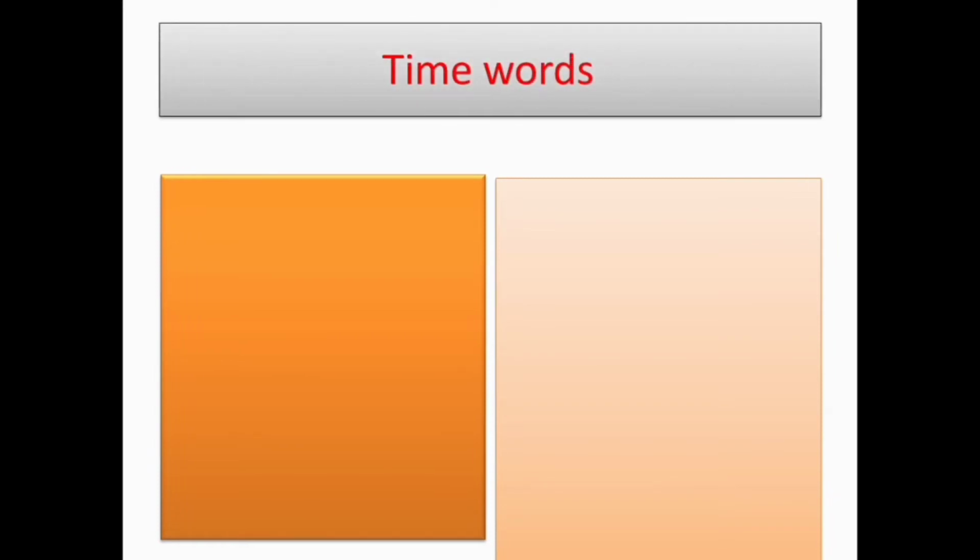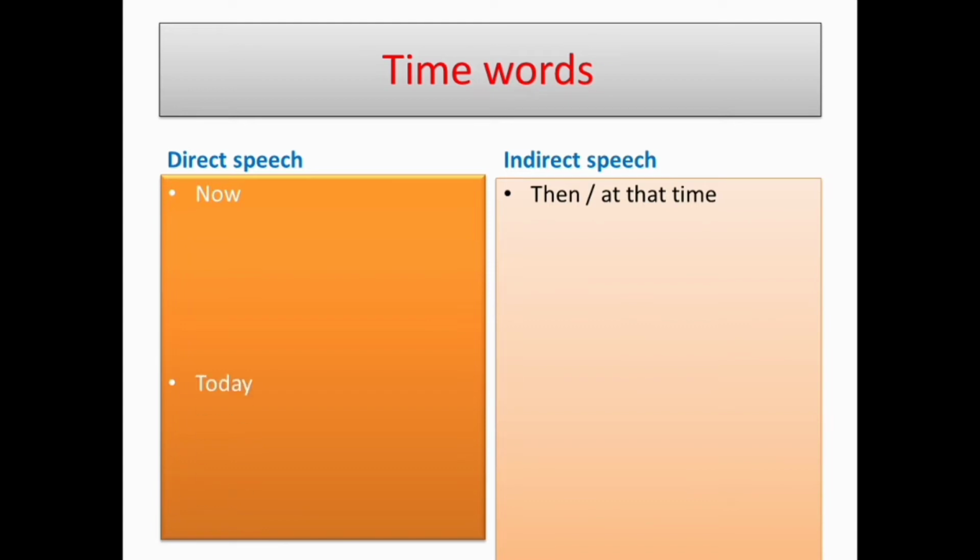Time words. Direct speech. Now becomes then or at that time. It depends on the time you report the speech. Today becomes yesterday or that day. If you remember the day exactly, use it, like in this example, Tuesday.